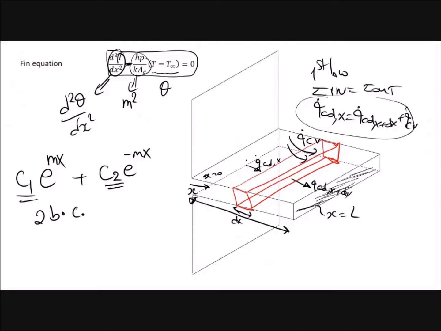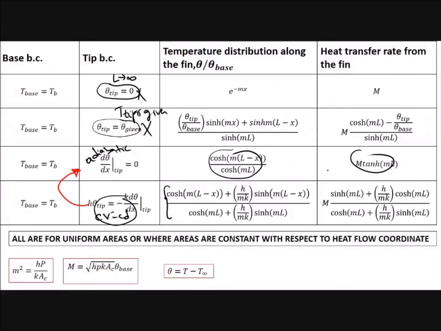The first boundary is easy because at x is 0 we know the T base. T base is given. At the tip boundary condition, what happens at the tip? It is a question mark, because we should deal with the situation, with the condition of which boundary is dominating at the tip. So there are 4 main boundary conditions.